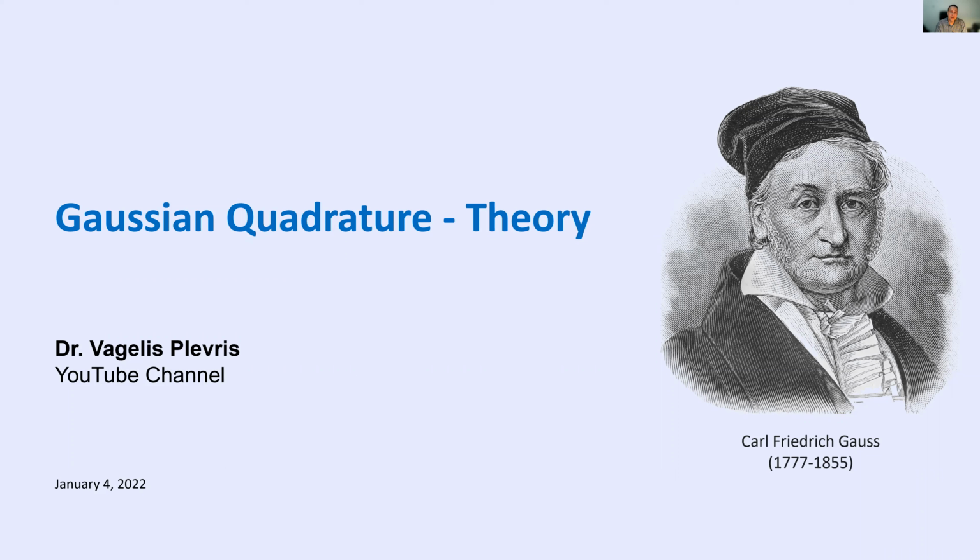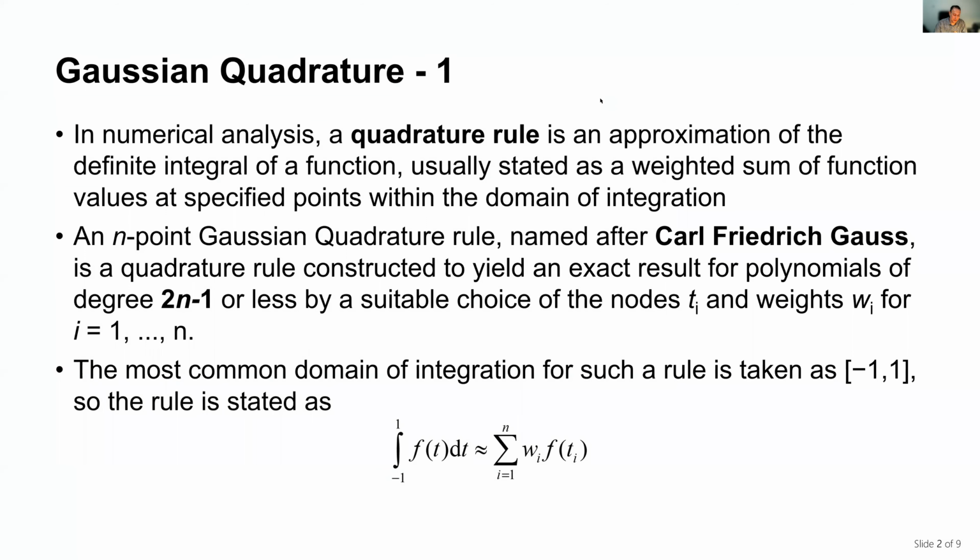Today we will speak about Gaussian quadrature and we will see the theory behind this. Gaussian quadrature was invented by Carl Friedrich Gauss, that you see in this picture, a famous mathematician who lived in the past. Let's move on. What is Gaussian quadrature?